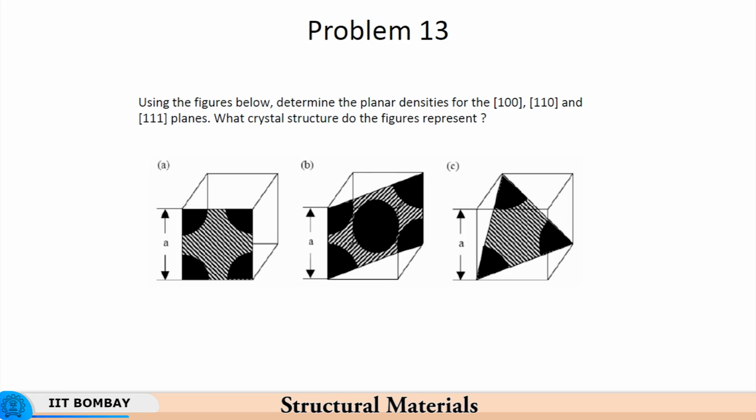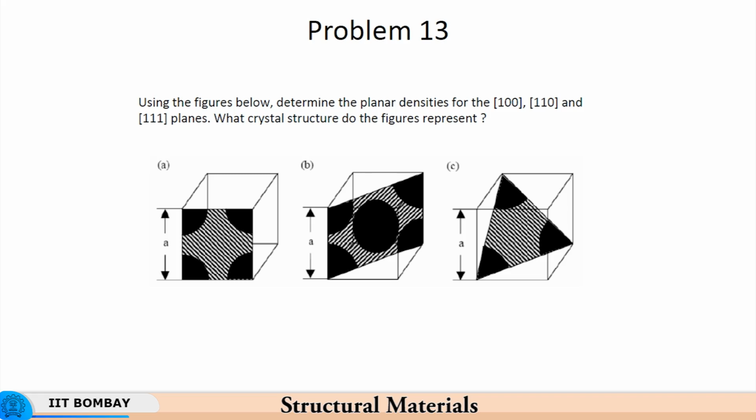Now, here what you see is that it is quarter, quarter, quarter, quarter. So, 4 quarters makes it 1 atom. The central atom is a full atom. So, you have 2 atoms on this plane, and this is a 110 plane. What we saw earlier was a 100 plane.